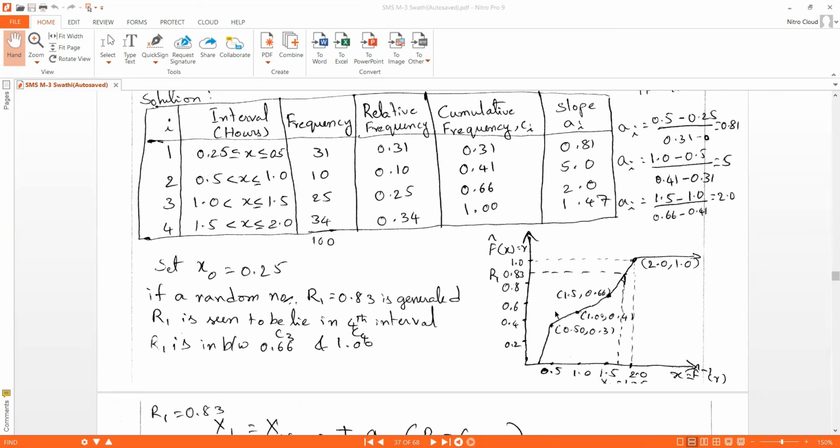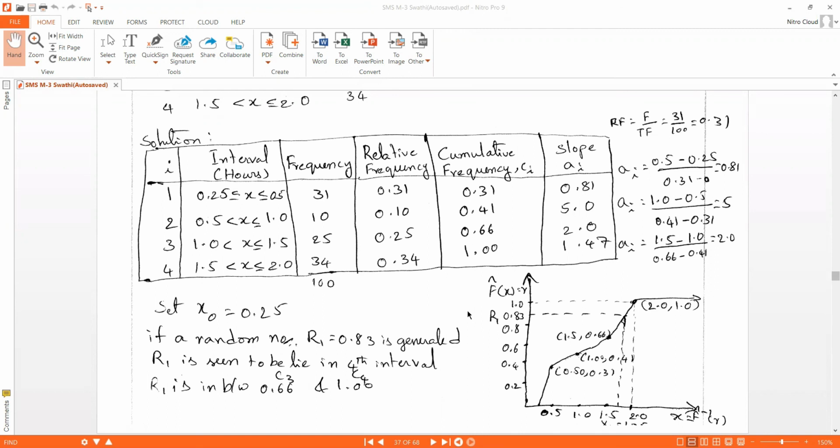Like this we'll mark it and we'll join all the dots. Okay, the graph comes like this. R1 is given in the problem, it is 0.83. This R1 lies between 0.66 and 1.00. That is, R1 lies in the range of C3 to C4, that is C3 less than R1 less than or equal to C4.